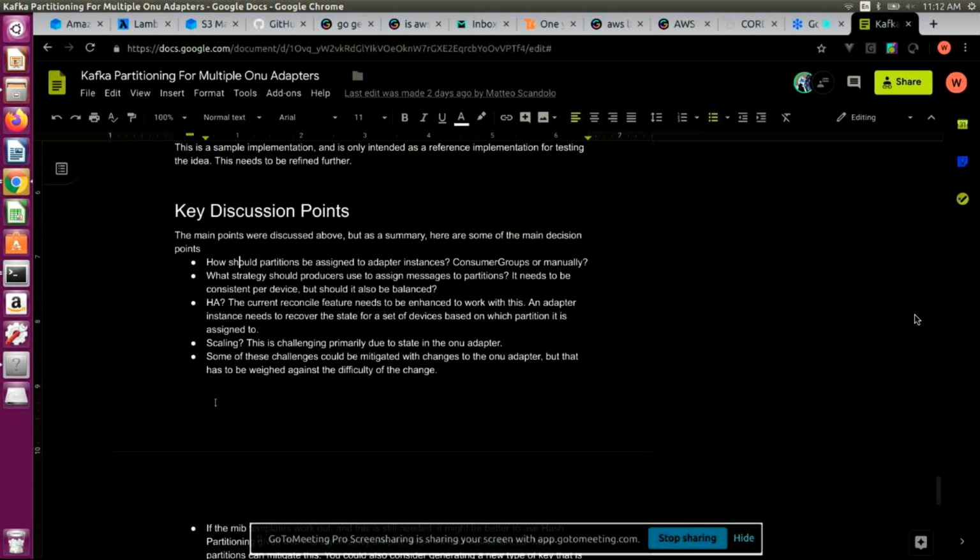So how should partitions be assigned to adapter instances? To me, this depends on how Kubernetes handles the scaling up and down of instances. So how would those mechanisms work? I think there's probably different approaches to this. I think the simplest possible thing to start with would be just doing one partition per consumer, per adapter instance, and seeing how that works.